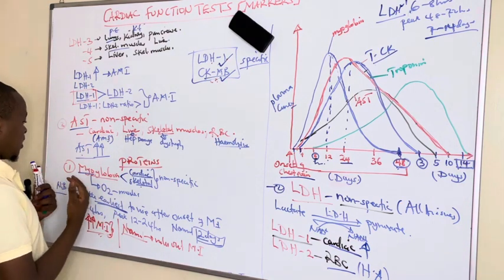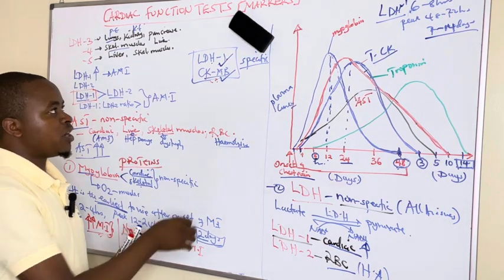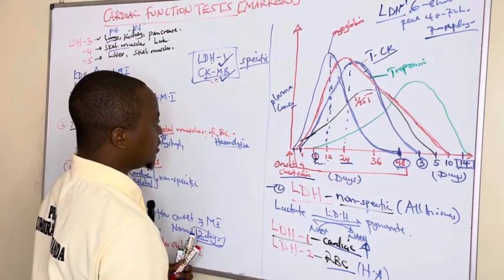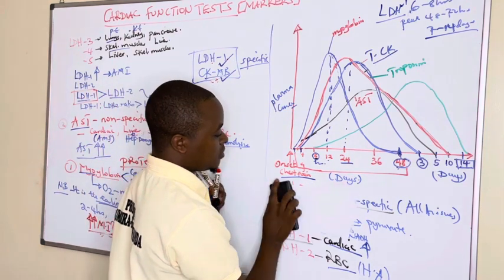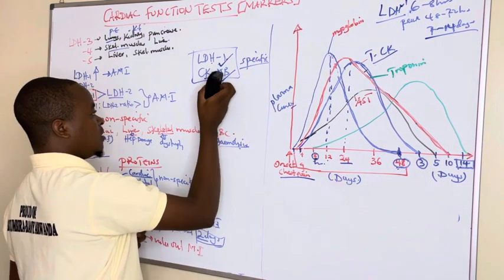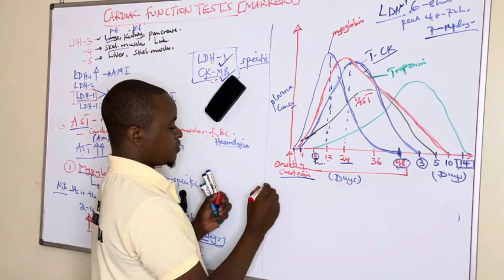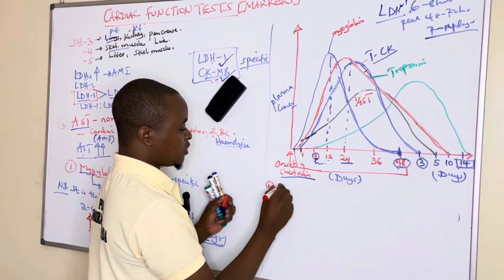And after expounding on myoglobin, the last one we are remaining with is troponin. This troponin is also a protein found in striated muscles. So the second protein is troponin.